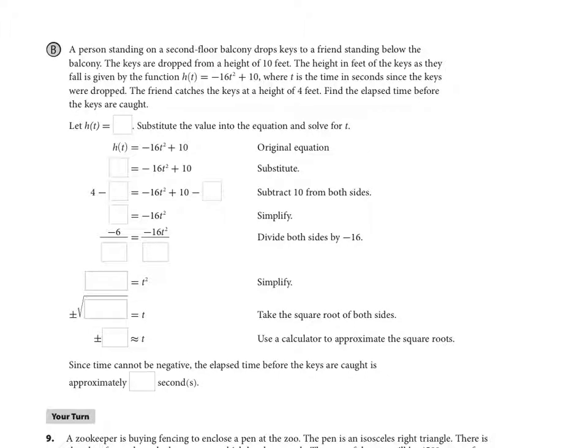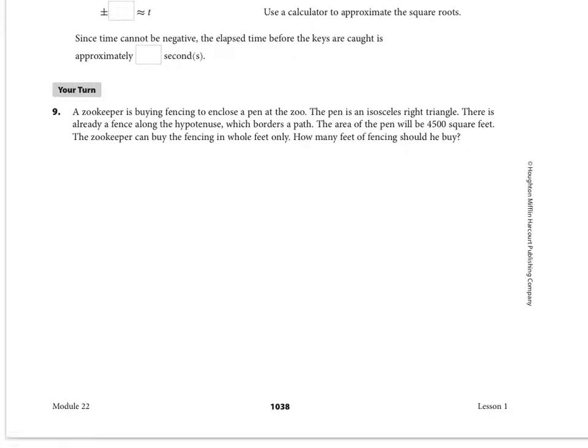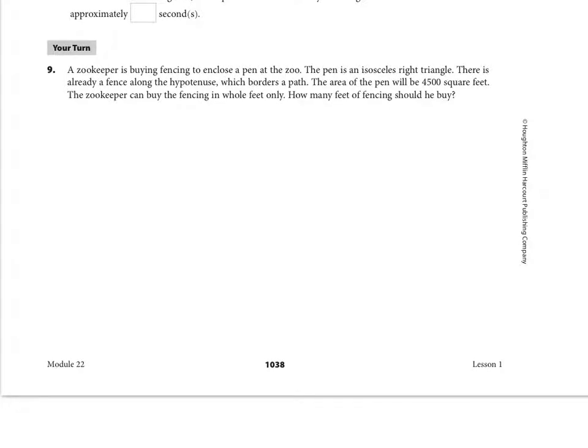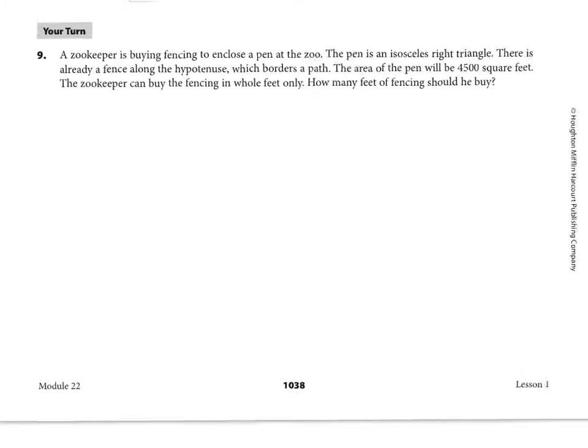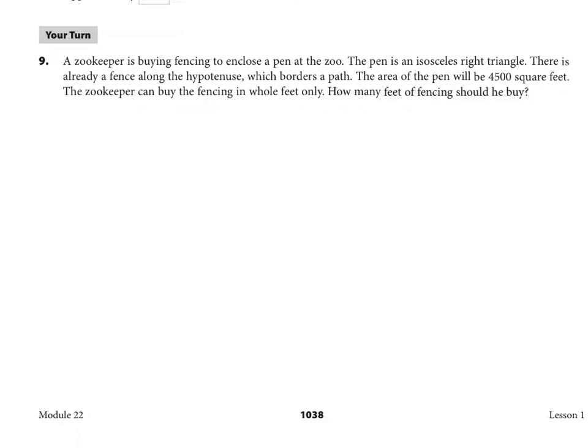The other thing they have is an example of a word problem. So I'm going to do that one real quick and then we will be done with this lesson. So it says a zookeeper is buying fencing to enclose a pen at the zoo. The pen is an isosceles right triangle. Okay, so let's draw that. That's a right triangle. Isosceles means two sides are the same.